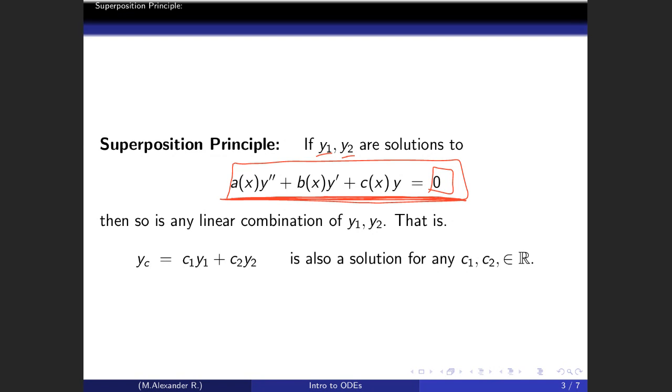And so here we're saying that if we have two solutions to the differential equation, then the combination of y1 and y2 will also be a solution to the differential equation. Okay. So what that means is the following.